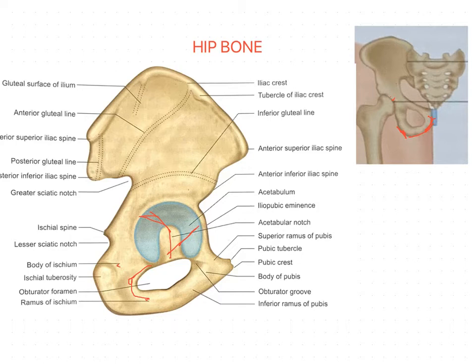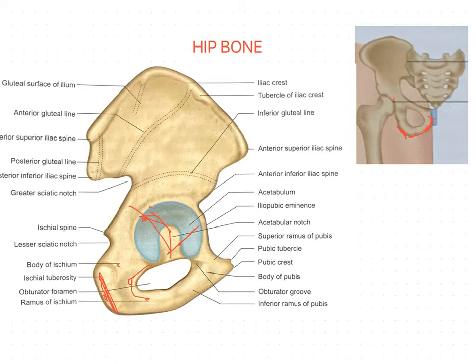Now we will see the two ends. The upper end forms the posterior 2/5 of the acetabulum. The ischium, ilium and pubis fuse with each other in the acetabulum. The lower end forms the ischial tuberosity. So this is the ischial tuberosity. So this part is the upper end, and the lower end forms the ischial tuberosity.